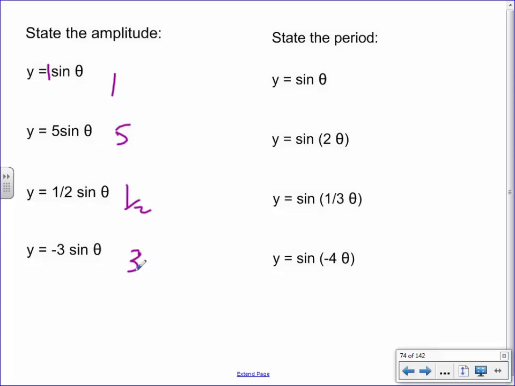Why don't we do this in degrees for right now, just to keep it easy? What's the normal period of a sine graph? Okay. Squish it in twice as much. What happens if you put a 2 here and you squish it in twice as much? Yeah, it's now half as much because you've squished the graph in. Make it 1/3, and you're actually taking this graph and pulling it all the way out 3 times as much. It's a 1080, yeah.